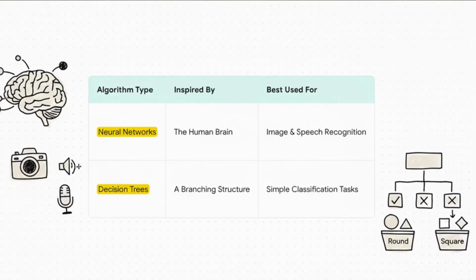And this table really shows you what I'm talking about. On one hand, you've got something called neural networks. These are super complex systems that are actually inspired by the human brain. All their layers make them amazing at recognizing complicated patterns, like in pictures or human speech. But then on the other hand, you've got simpler things, like decision trees. They work more like a flowchart, which makes them perfect for more straightforward classification tasks. See? Different recipes for different meals.